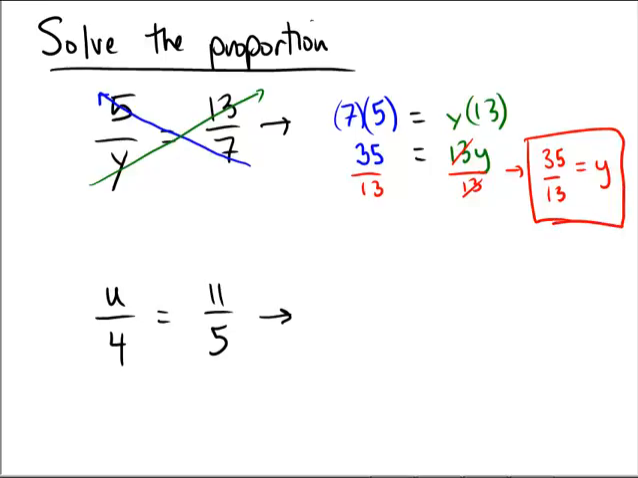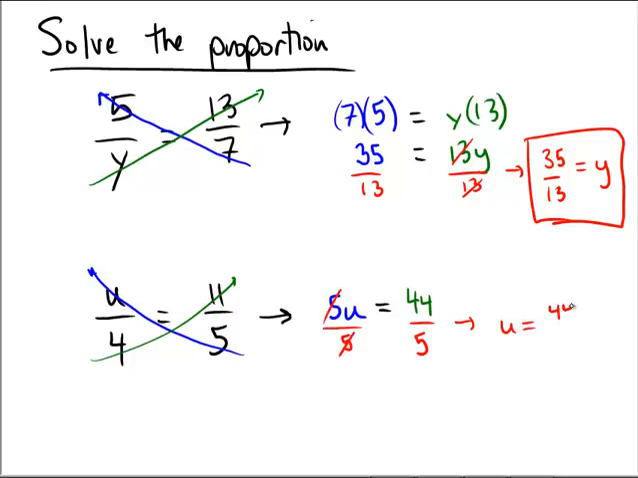Let's try it again just for some practice here. So blue going this way, 5 times u equals green going this way, 4 times 11, which is 44. To isolate the variable u, we'll divide both sides by 5, and therefore, after we do so, we end up getting that u is equal to 44 over 5.